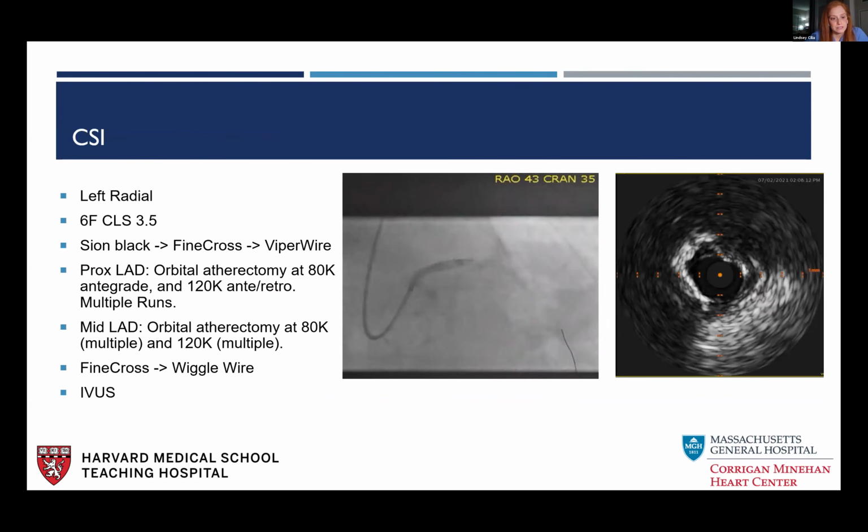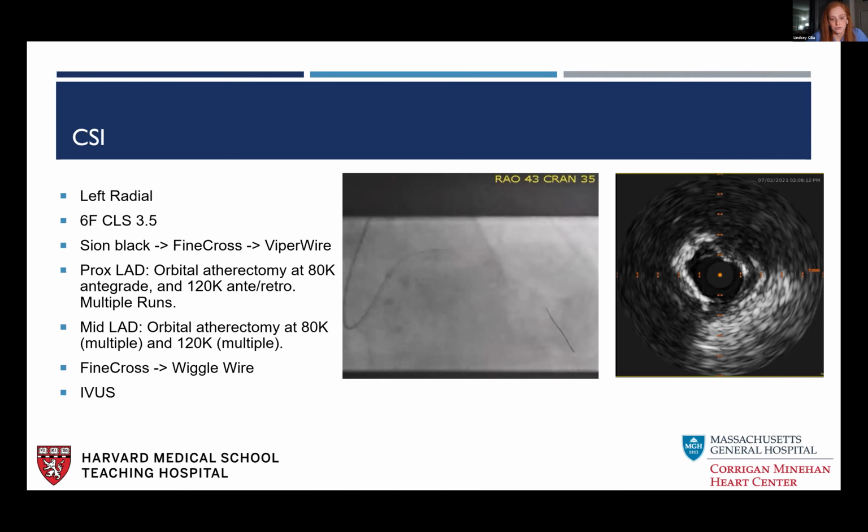So in terms of PCI, we opted to go left radial. We used a 6 French system. We used a CLS 3.5. To cross the lesion, we used a Xience black and then a FineCross. And then we swapped out for a Viper wire. We decided to go with CSI for this case. In our prox LAD, we did orbital atherectomy at 80K antegrade, and then 120K anti and retro, multiple runs. And then in the mid LAD, we did multiple runs of 80K and 120K as well.